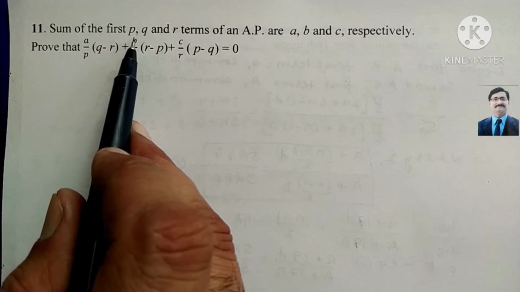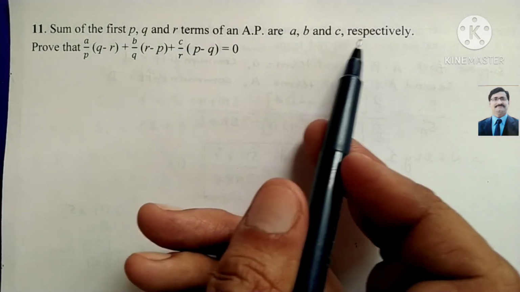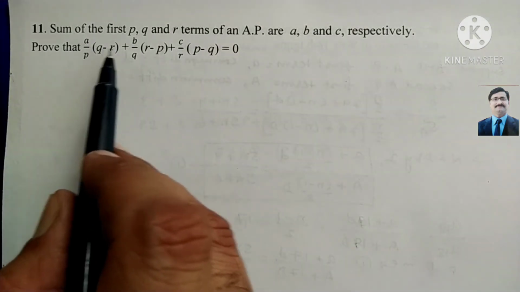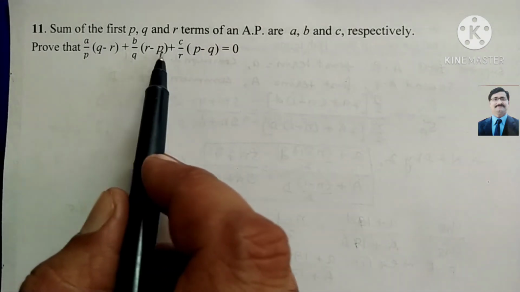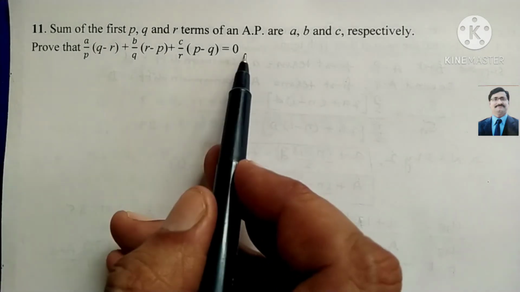The sums of the first p, q and r terms of an AP are a, b, c respectively. Prove that (a/p)(q minus r) plus (b/q)(r minus p) plus (c/r)(p minus q) equals 0.